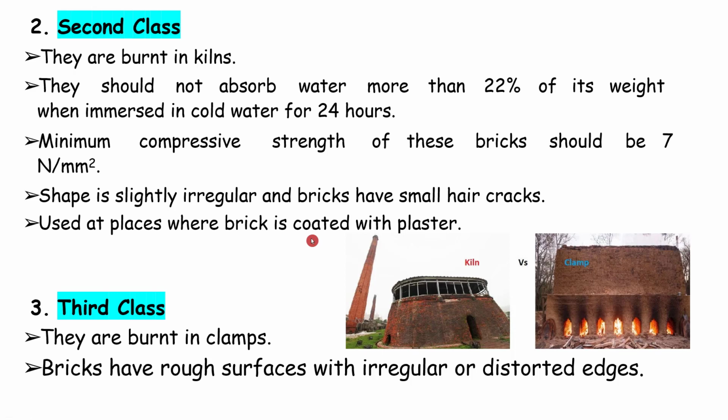Okay, then we will see the third class. These third class bricks are not burned in kilns. They are burned in clamps. That means we put log wood and then heat it. As a result, there won't be any uniform heat distribution onto the bricks. The bricks have rough surfaces with irregular or distorted edges.